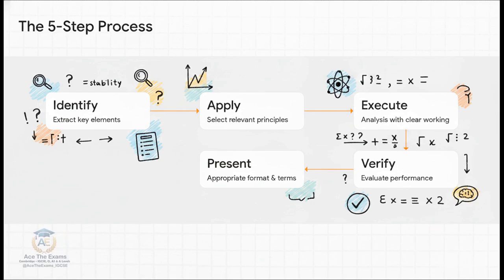Step 1, identify key elements. Deconstruct the question. What exactly are they asking? Decode the command words. Are they asking you to state, describe, or explain? Extract the relevant data. Step 2, apply relevant principles. Select your analytical framework. Are we talking about fusion, fission, or maybe the stability peak near iron-56? Step 3, execute analysis with clear working. This is where you lay out your mathematical or logical steps visibly. Absolutely no skipping steps in your head.